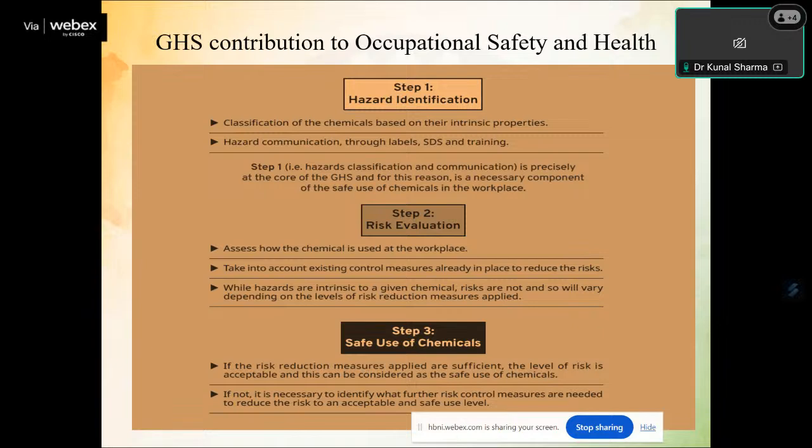If not, it is necessary to identify what further risk control measures are needed to reduce the risk to an acceptable and safe level of use. For example, it should be an acceptable level that it should not produce any harm to the community, to the stakeholders, to human beings, and to the environment, including animals and plants. So if we are using the chemicals safely, we can easily mitigate. So GHS has contributed in three steps: hazard identification, risk evaluation, and safe use of chemicals. It is pertinent to understand GHS is very important, and it is the convention which is very much used in today's spectrum.